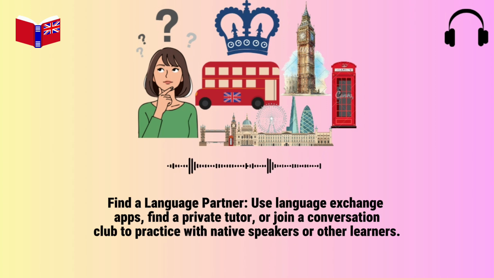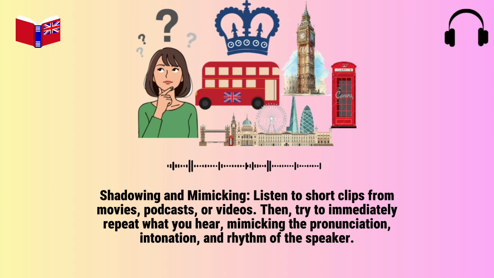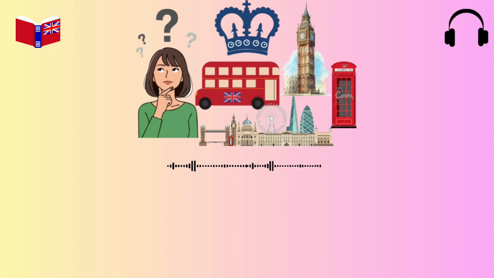Find a language partner. Use language exchange apps, find a private tutor, or join a conversation club to practice with native speakers or other learners. Shadowing and mimicking. Listen to short clips from movies, podcasts, or videos. Then, try to immediately repeat what you hear, mimicking the pronunciation, intonation, and rhythm of the speaker.